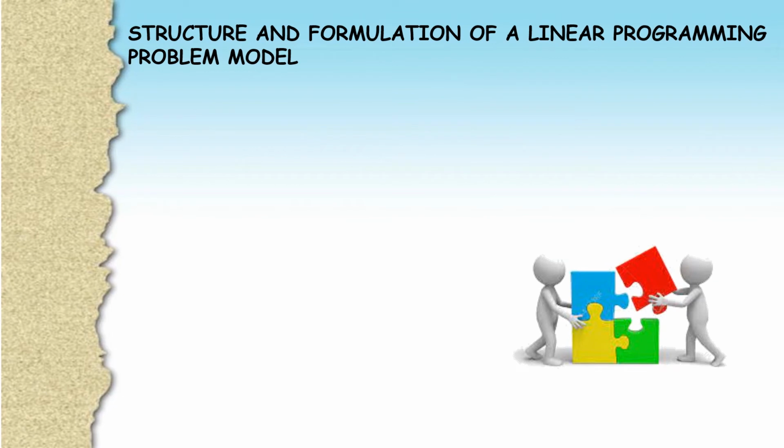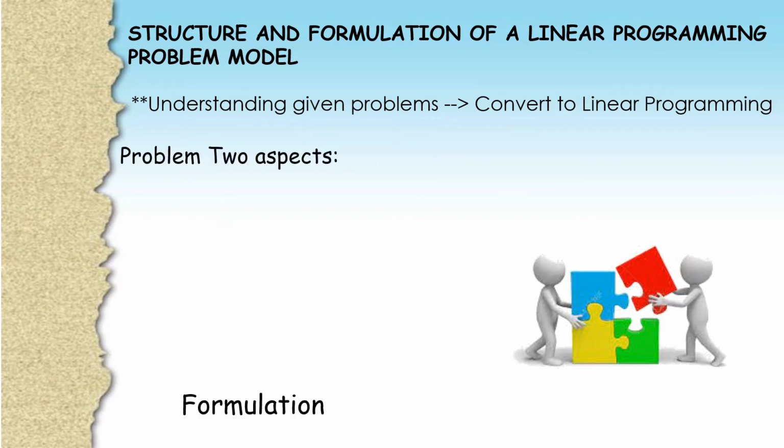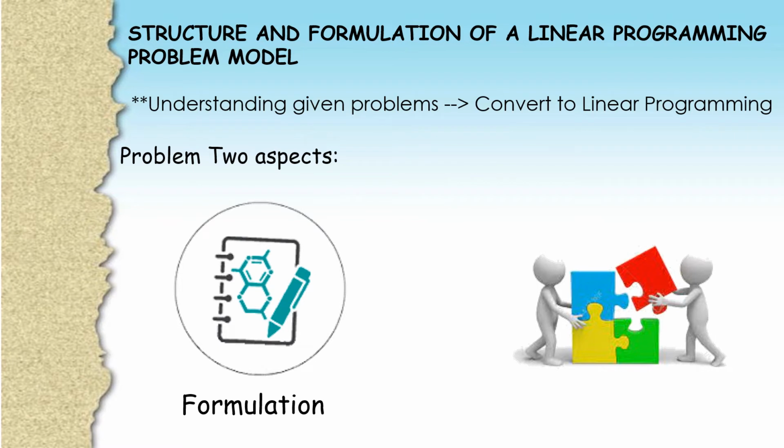So let's move on to the structure and formulation of a linear programming problem model. So after understanding the given problems, we are going to convert them to linear programming. There are two aspects. First, the formulation, and the second one is the solution.